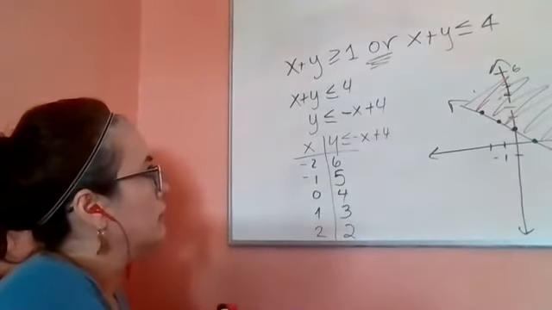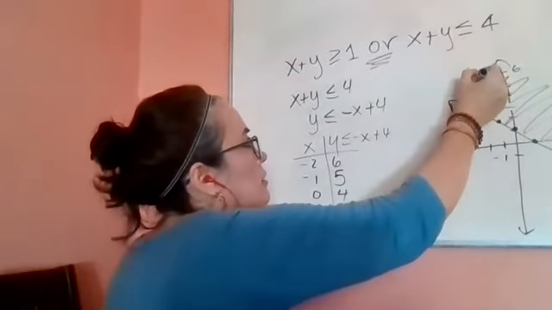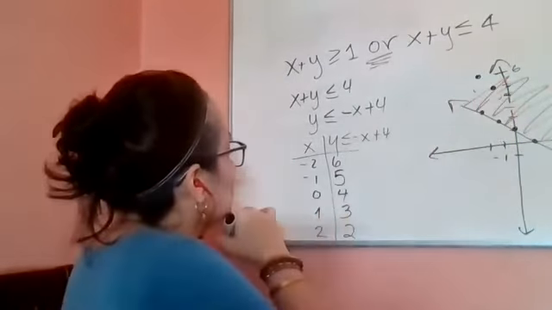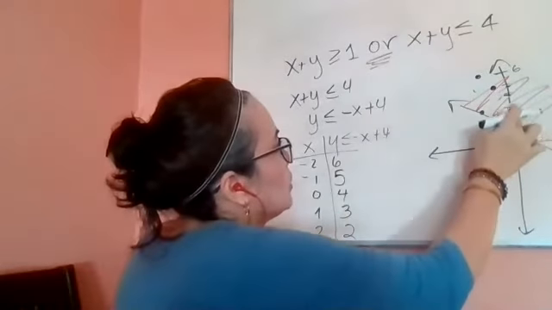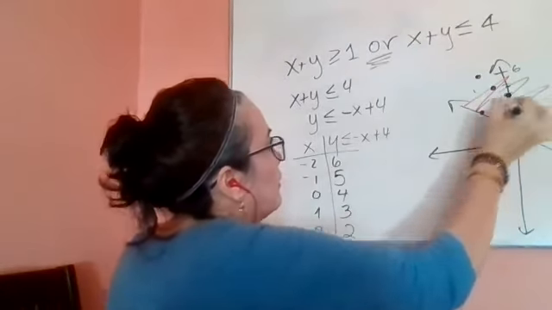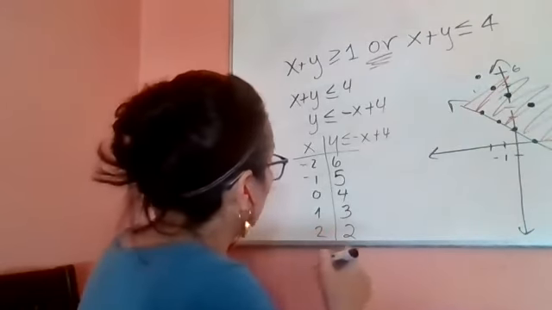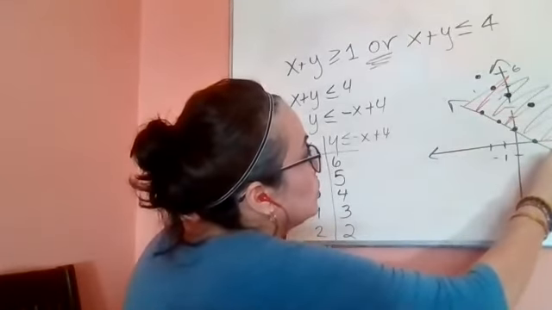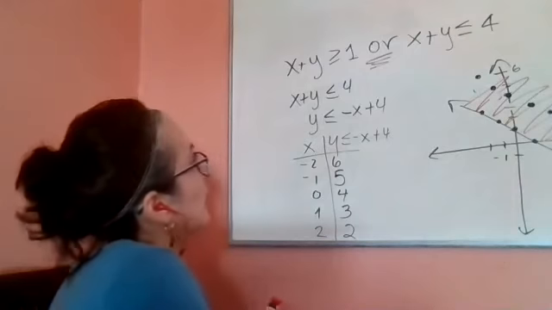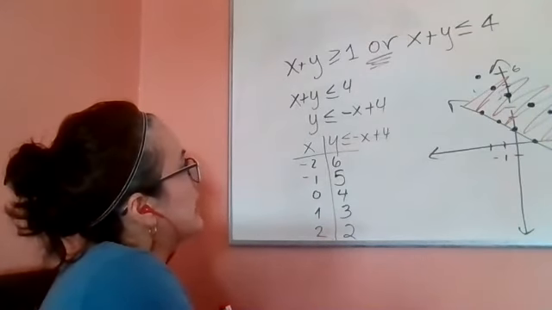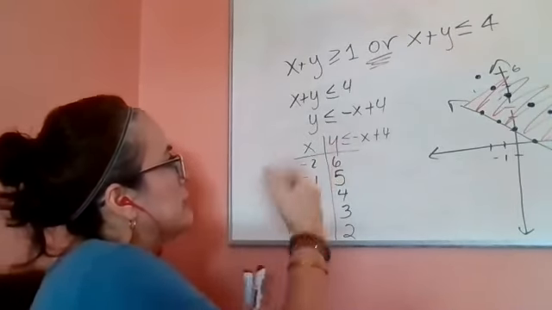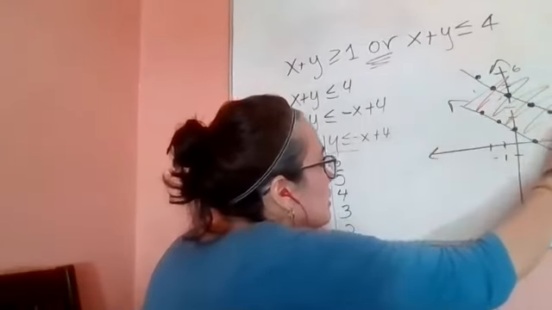I'm going to grab that. Negative 2, 6. I got this. Negative 1, 5 here. 0, 4 here. 1, 3. And 2 is 2. Right. I check what it is, and I see the sign has an equal, so it's included, and it's below. I'm going to do this line.